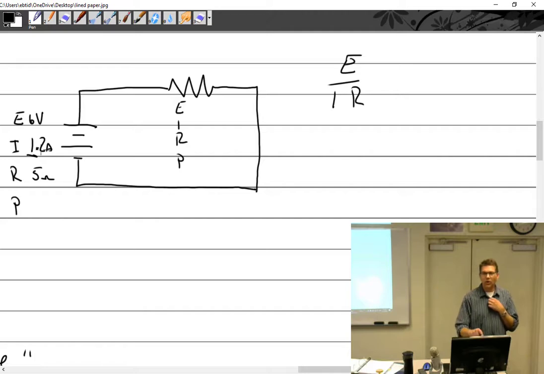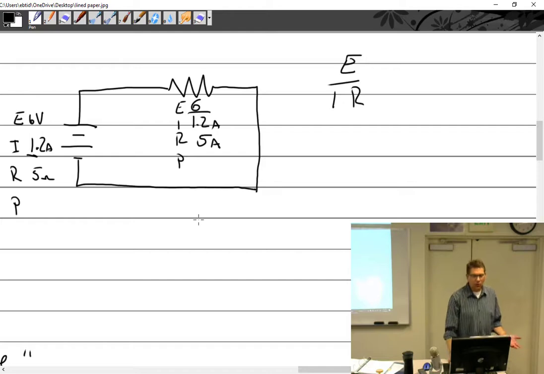Okay, what else do I know now? I know that the current in a series circuit is the same through the whole circuit, right? Therefore, I know that this is 1.2 amps over here. But there's only one resistor, and I know the ohms of this resistor, the resistance, it's 5. Doing the math here, what is E? Well, E equals I times R, and guess what that is? It's 6.